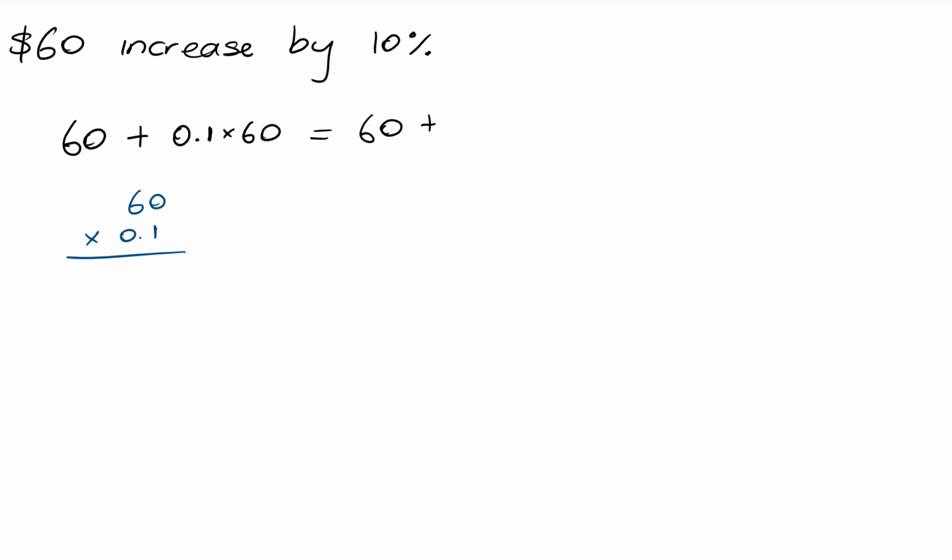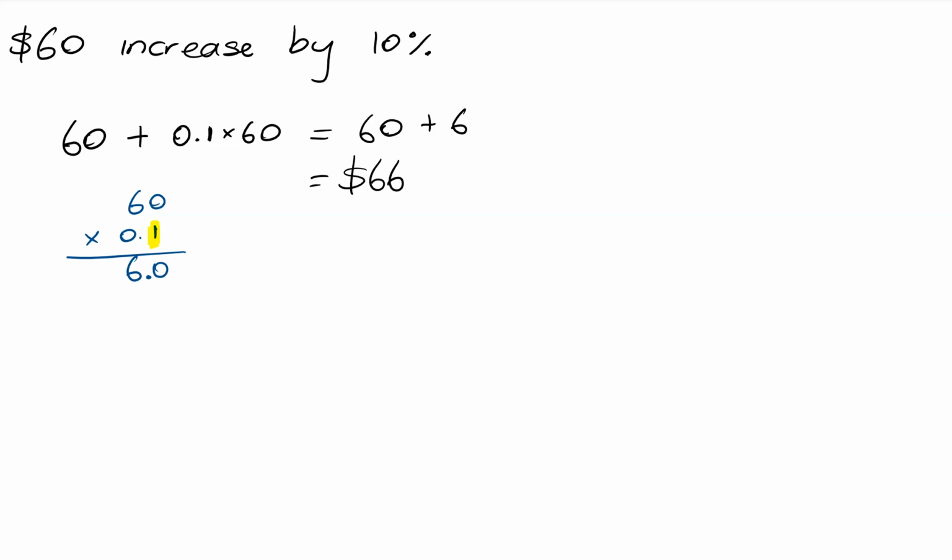So we've got 60 times 0.1. Okay, we're trying to multiply. It's pretty straightforward. 1 times 0 is 0. And 1 times 6 is 6. And because we've got one decimal place, we put our decimal point down there. So we're looking to increase it by 6. Therefore, our final value would be $66. So that's what we add, 10% of 60. All right, so that's the whole idea behind that.